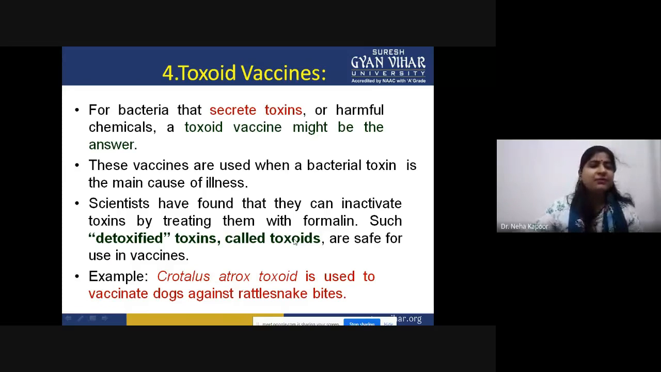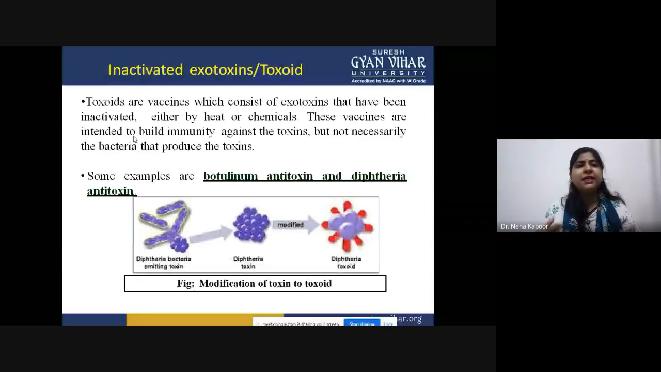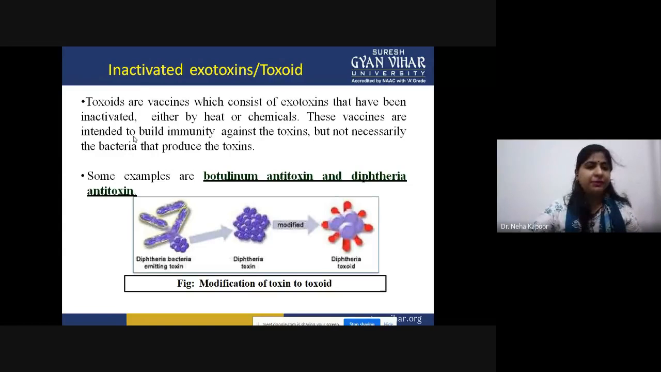So these are the vaccines which consist of exotoxins that have been inactivated either by heat treatment or by using some chemicals. Basically, the main concept is to build immunity against those toxins, whether or not the bacteria are producing them. For example, Clostridium botulinum, the botulinum antitoxin, diphtheria antitoxins, all of these are basically to provide immunity against these kinds of infections. The toxoid vaccines are developed.